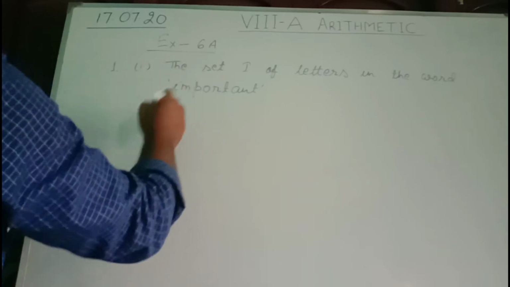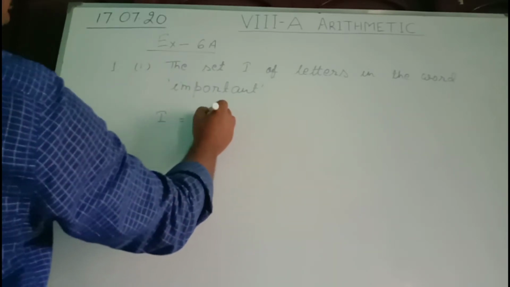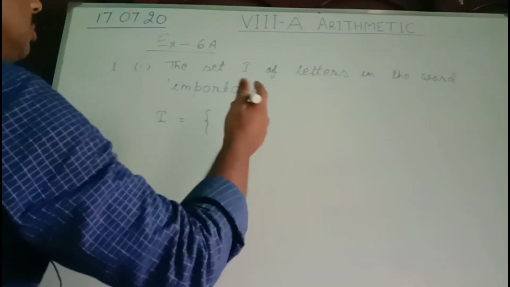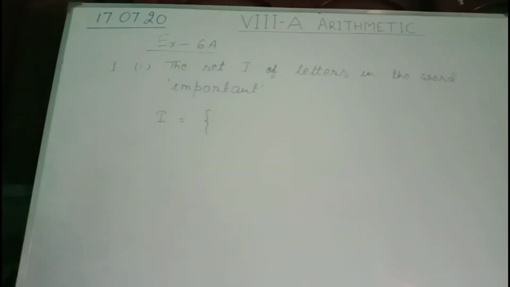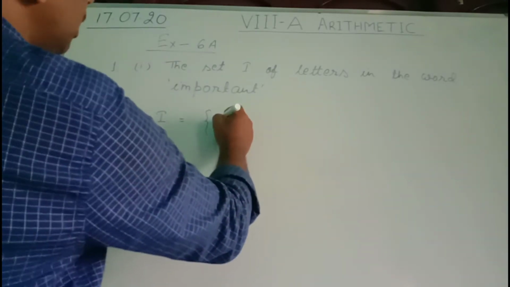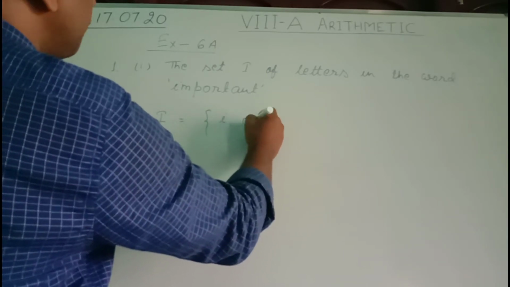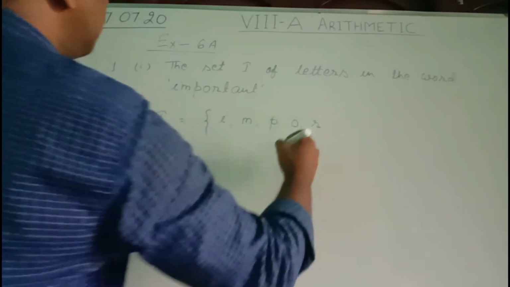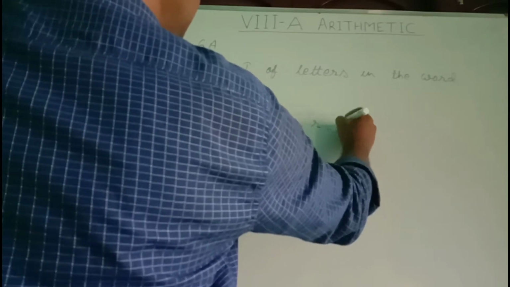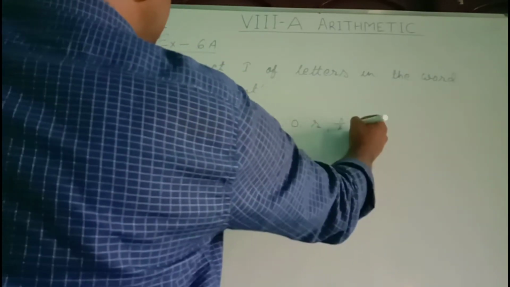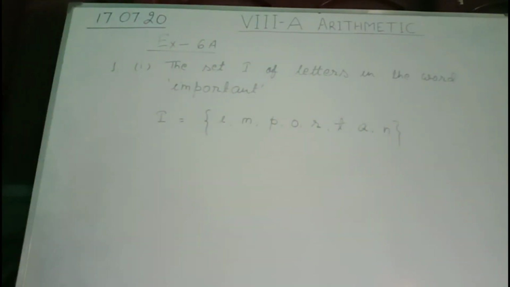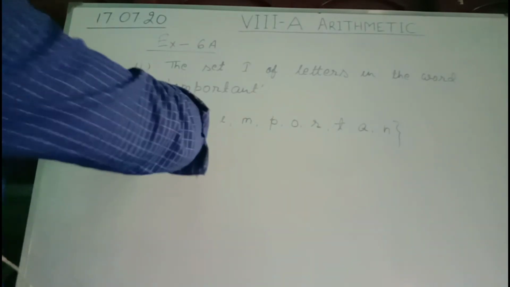So the name of the set is I, so we'll write here I equal to, middle bracket starts. We write all these letters avoiding the repetition. So the first letter is I, then M, then P, O, R, T, A, and N. These are the roster form of set I of this word important.